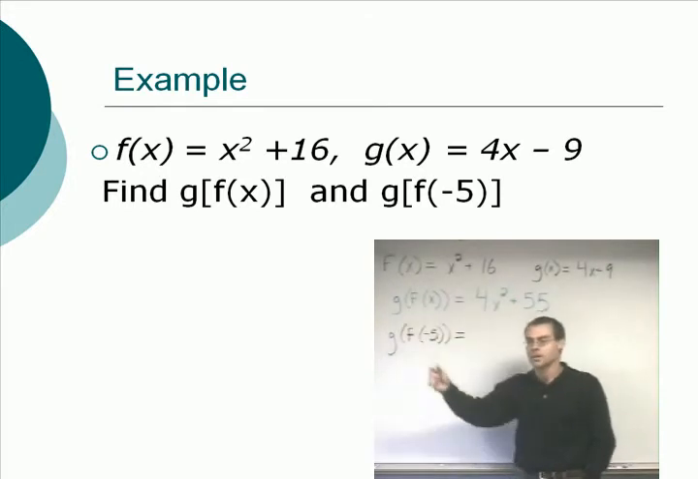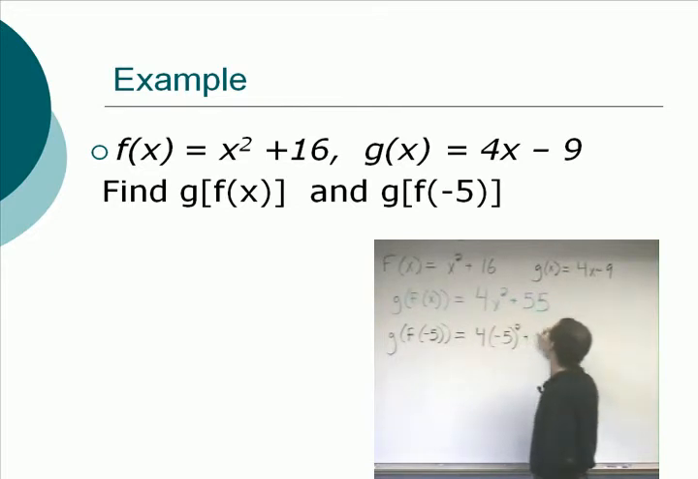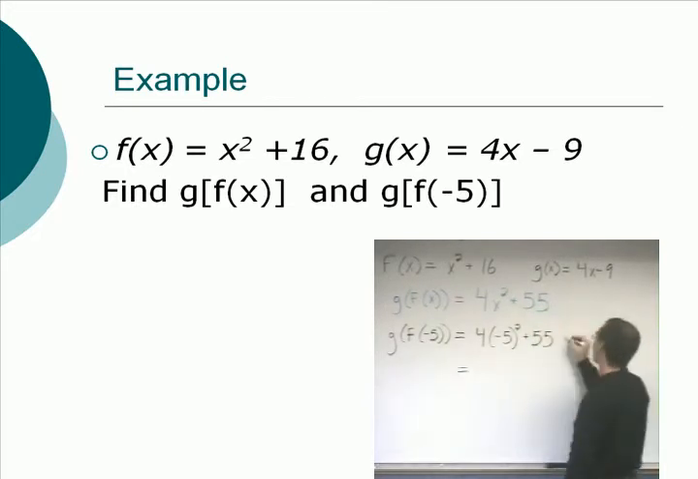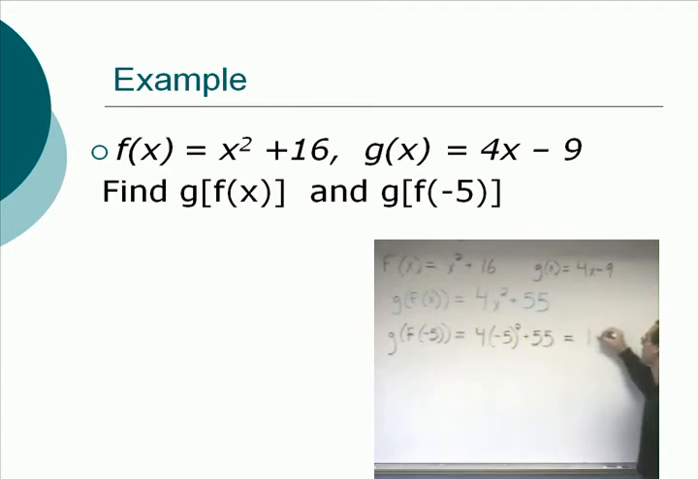All right? Well, this turns out to be 4 times negative 5 squared plus 55. So what does this turn out to be? Well, let's save some room and put it up here. 4 times negative 5 squared plus 55 is 155. Okay, but now this is the part I told you there was something exciting coming up, and here it is. You don't have to evaluate g of f of negative 5 that way.